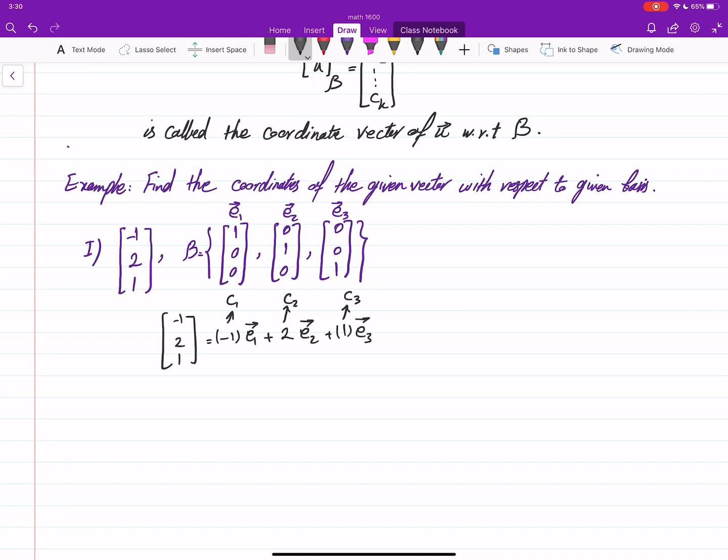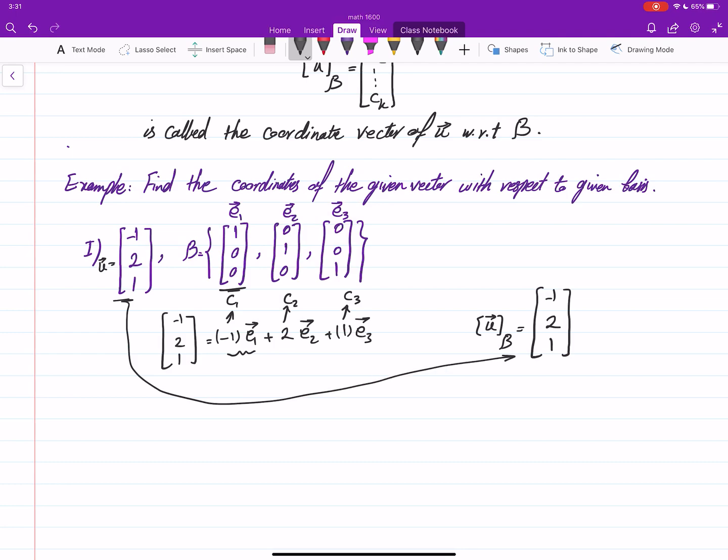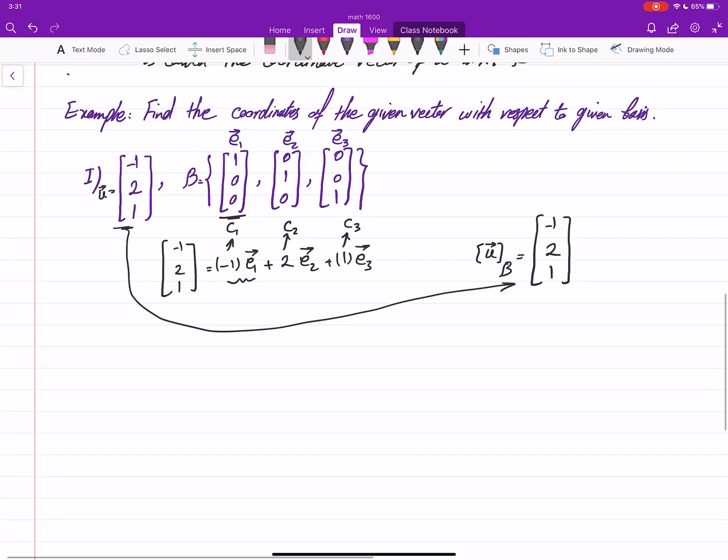Let me call this vector u. U in this basis can be written as -1, the coefficient of the first vector in the basis, then 2 and 1. As you can see, in this case we are getting exactly the same vector that we started with. And this is in general true.